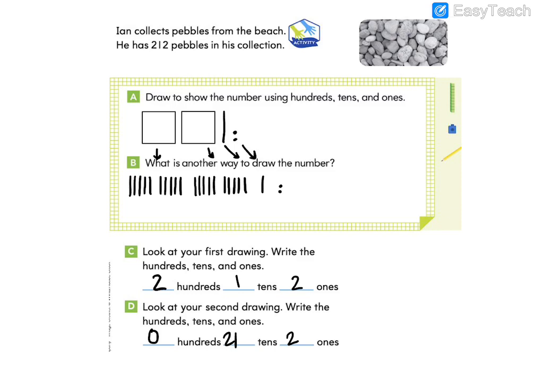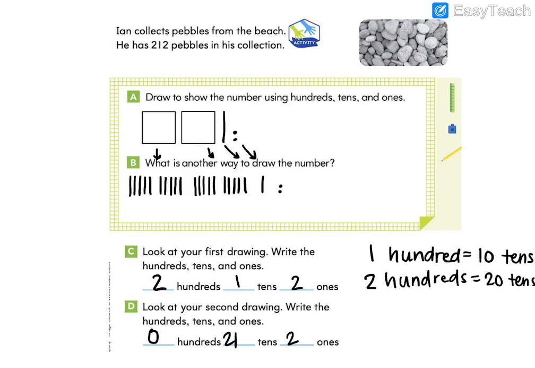Now we could have also found that without counting each of those tens, right? If we know that 100 is equal to 10 tens, then 200 is equal to 20 tens. And then we would have had to add that one final 10 to find our 21 tens.